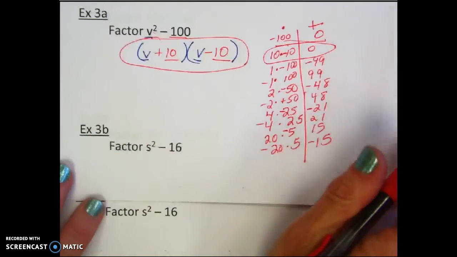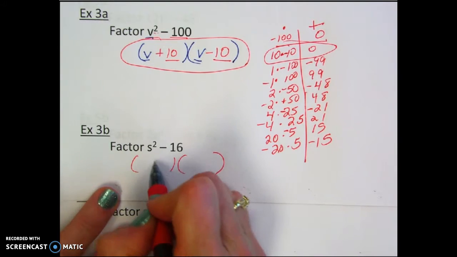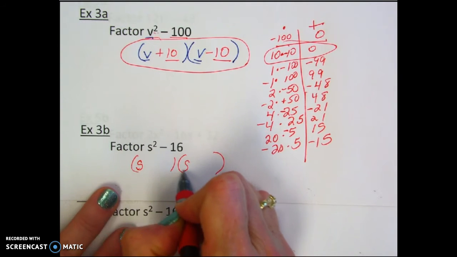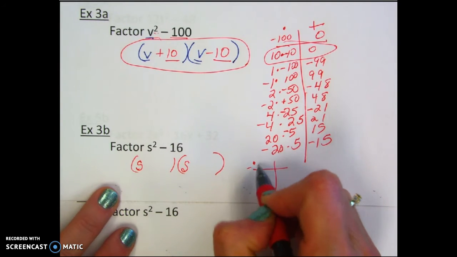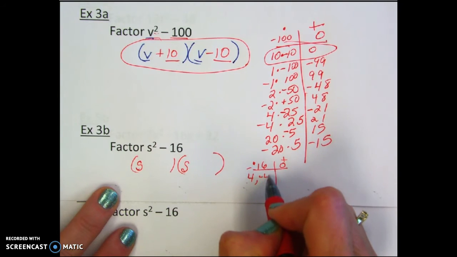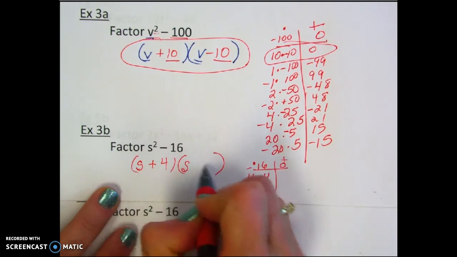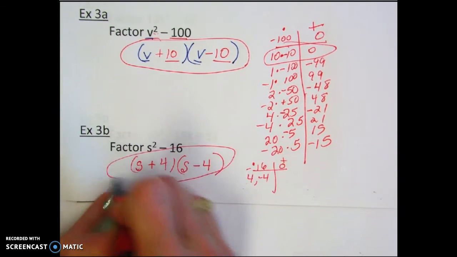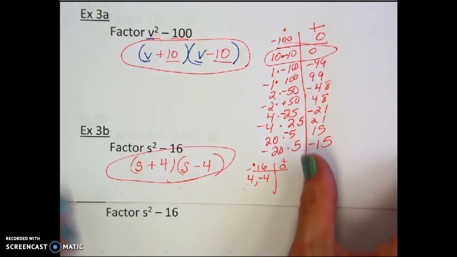All right, so for one more of these, we're trying to split this into two binomials. First spot is going to be our s and our s, and then we're looking for combinations that multiply to negative 16 but add up to 0. Well, that's going to be our 4 and negative 4. Okay, we could look at 2 and 8 and 1 and 16, but our positive 4 and our negative 4 are going to be the combination that makes 0 for the middle. Okay, so that's what we're looking at.